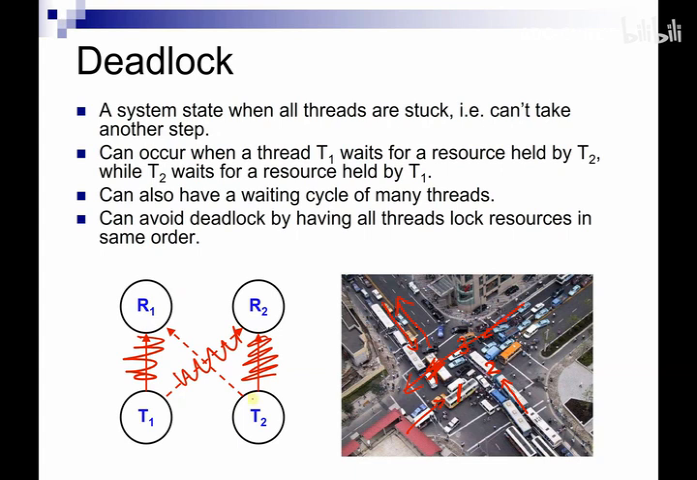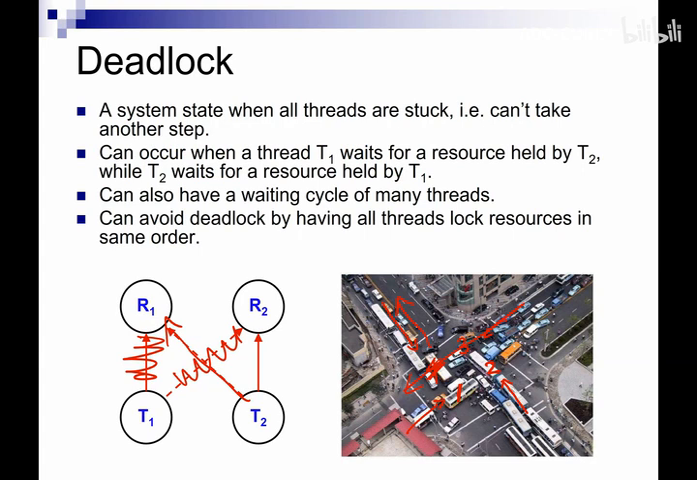And at that point, T2 can get R1, and then it can also get R2, and that way T2 can proceed. So if we ensure that the threads lock the resources in the same order, then these problems won't happen.